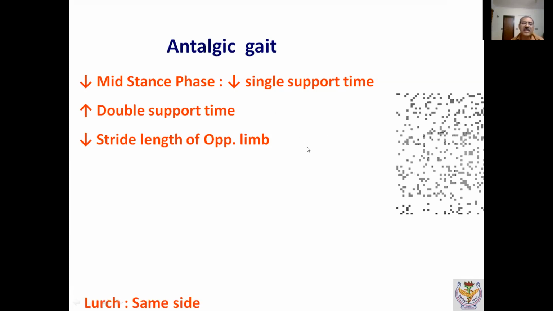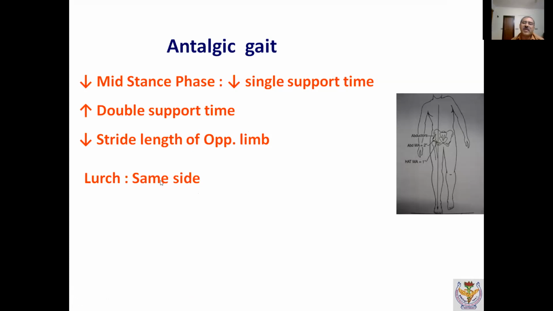And as I discussed earlier, the lurch will always be on the same side, because by leaning to the same side, the body weight lever arm is decreasing. So the product of the body weight and the body weight lever arm is less, and the abductor forces are less, right? So it is less painful.